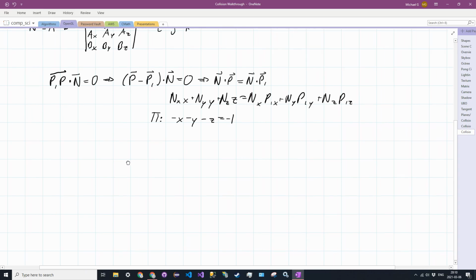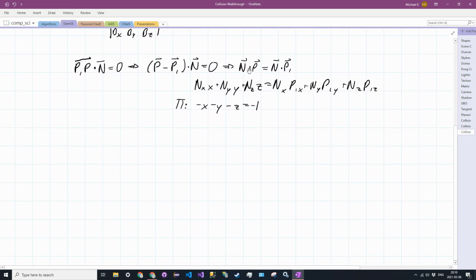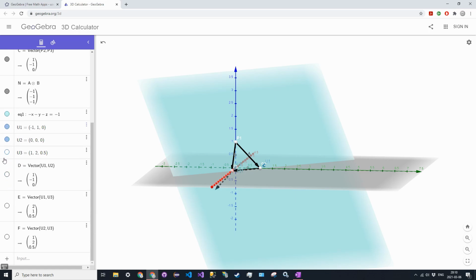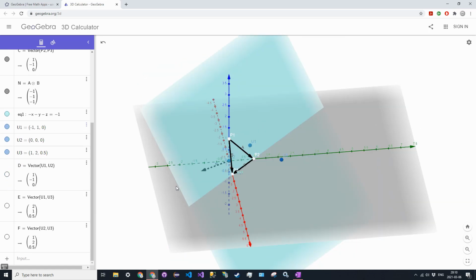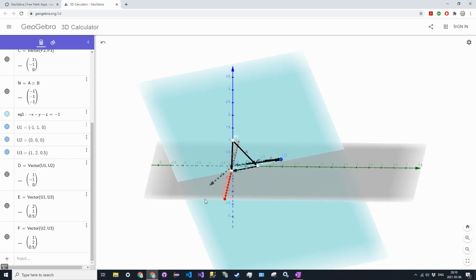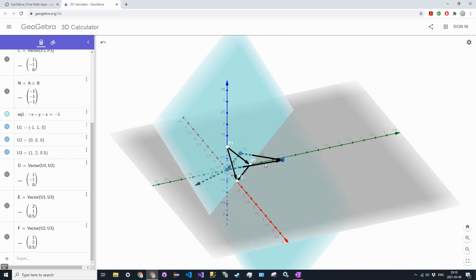Now let's consider another set of points here. We have U1, U2, and U3, which are these points in blue, and then we have the vectors through them as well, so D, E, and F. And let's say that we want to determine if the plane, or I'm not going to put the plane onto the screen, but let's say the face made by U1, U2, and U3 collides with the face made by P1, P2, and P3.